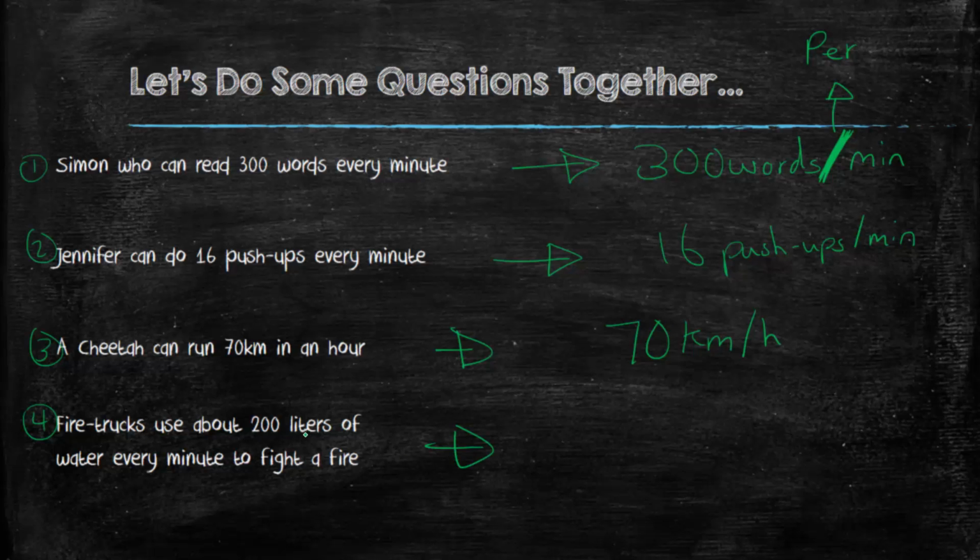A fire truck uses about 200 liters of water every minute to fight a fire. Wow, that's a lot of water. Okay, so 200 liters/minute. That's an L. So 200 liters per minute of water is being used by a fire truck when fighting a fire.